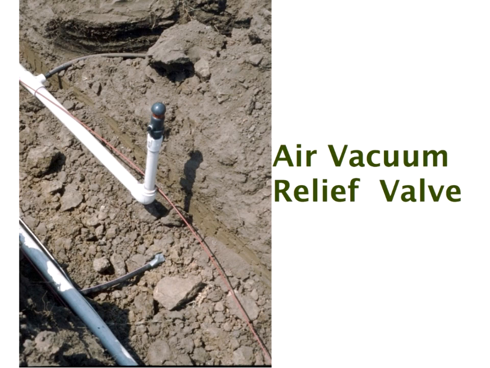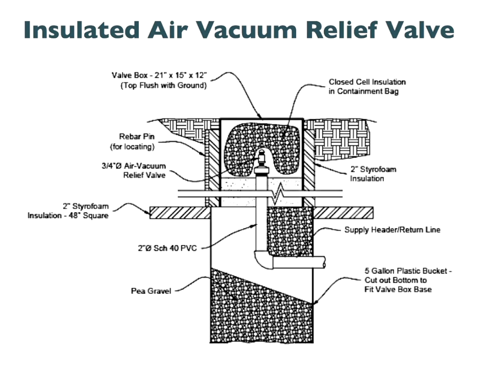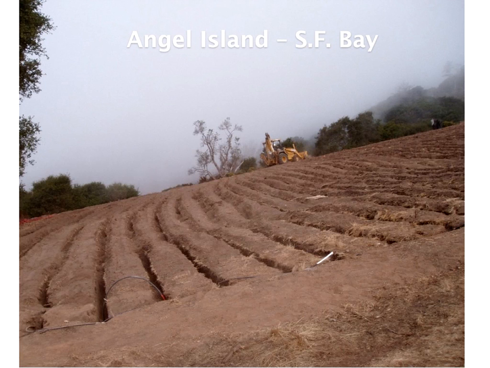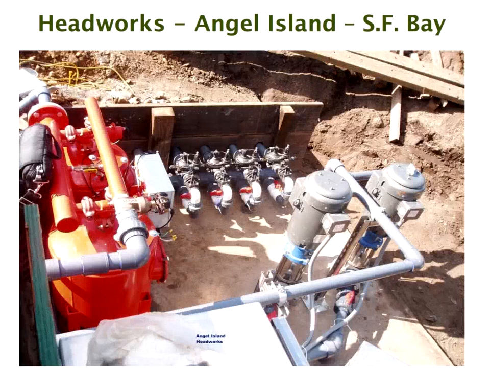Air vacuum relief valves are critical, as we had some discussion about back. You have to have good air vacuum relief valves, and you have to maintain them well, which we'll get to in maintenance. And here you've got a Schrader valve, so you can measure the pressure in the field. Here we've got the air vacuum relief valve insulated, which we spoke about under the freezing conditions. I won't repeat that. This is a nice system going in Angel Island in San Francisco Bay. And here we've got the headworks in Angel Island, which of course was hand-built.